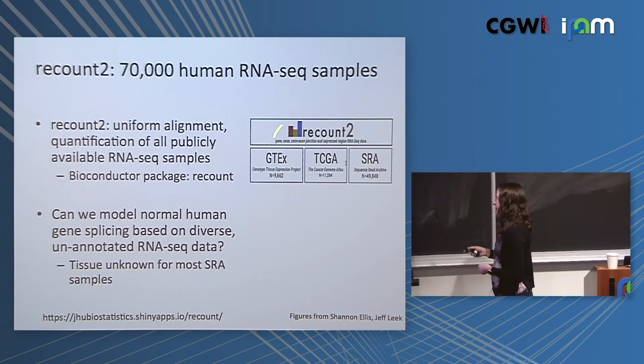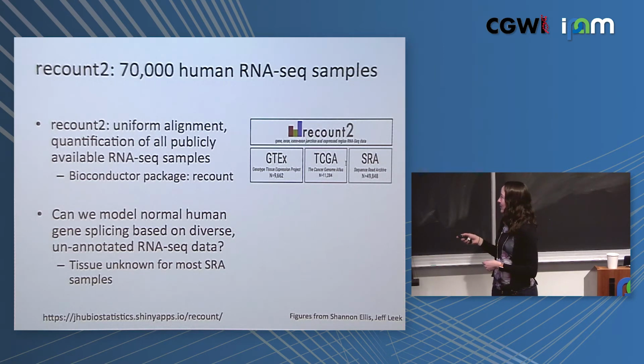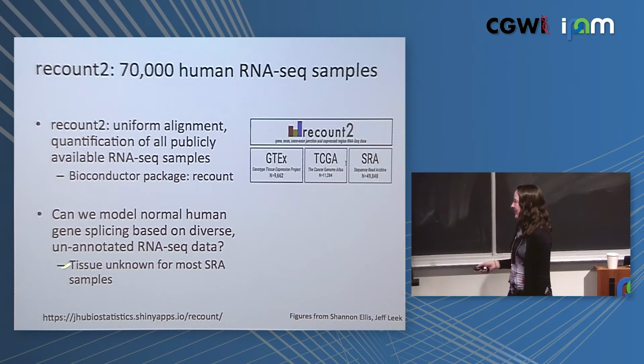But the question is, can we take a huge resource like this, where we have, I guess, 70,000 now, and I think growing, RNA-seq samples available through Recount? Can we model what normal gene splicing or normal expression should look like based on this RNA-seq data set? So one challenge is that if you have looked through SRA, it is poorly annotated, and tissue is actually unknown for most of these samples.